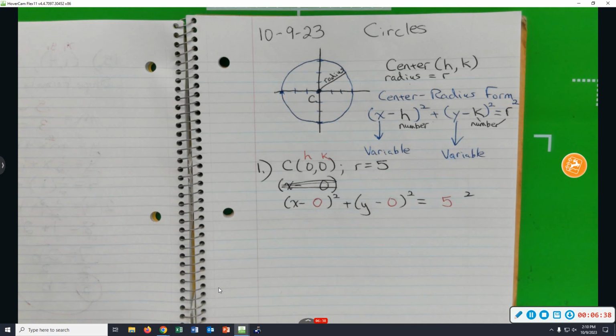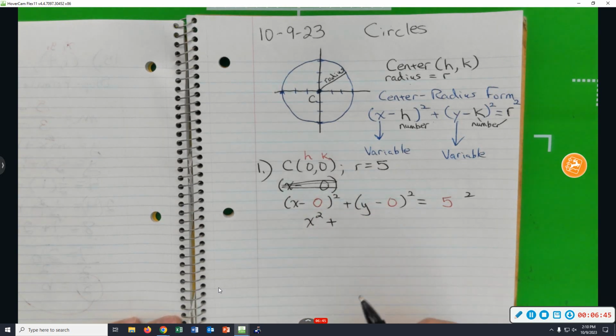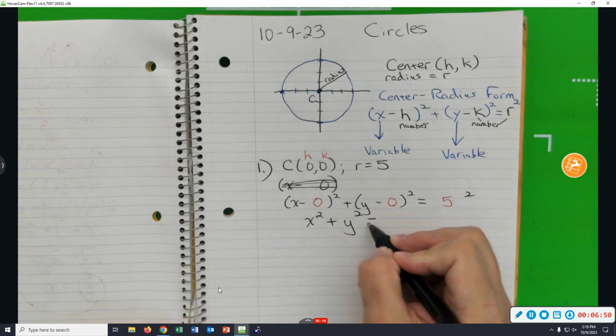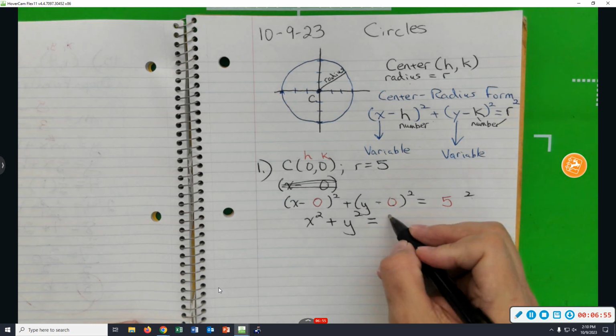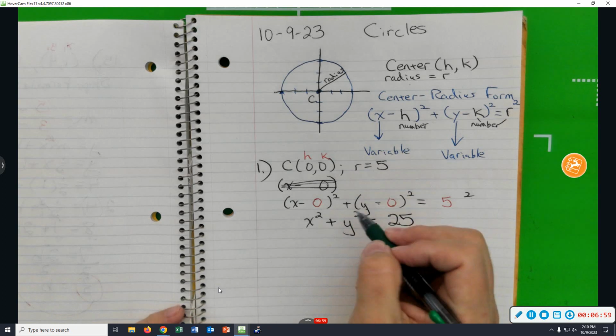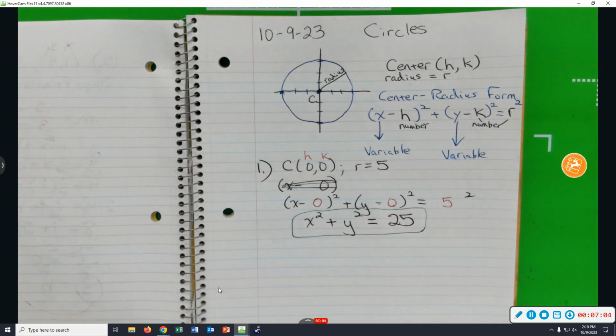And we can clean this up very nicely. x minus 0 is just x. So we have x squared plus y minus 0, that's just y squared, equals 5 squared, which is 25, for my center radius form. x squared plus y squared equals 25. Any questions there?